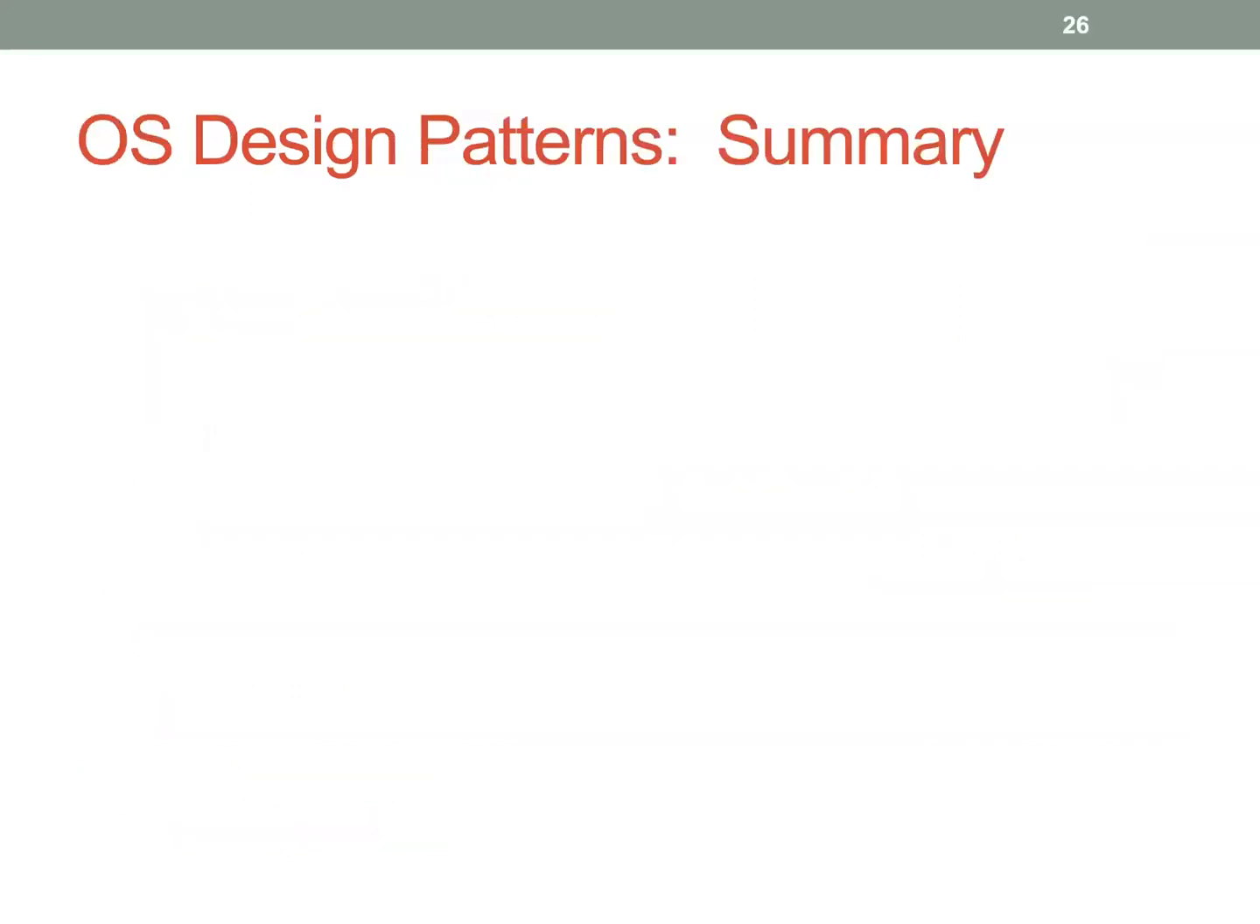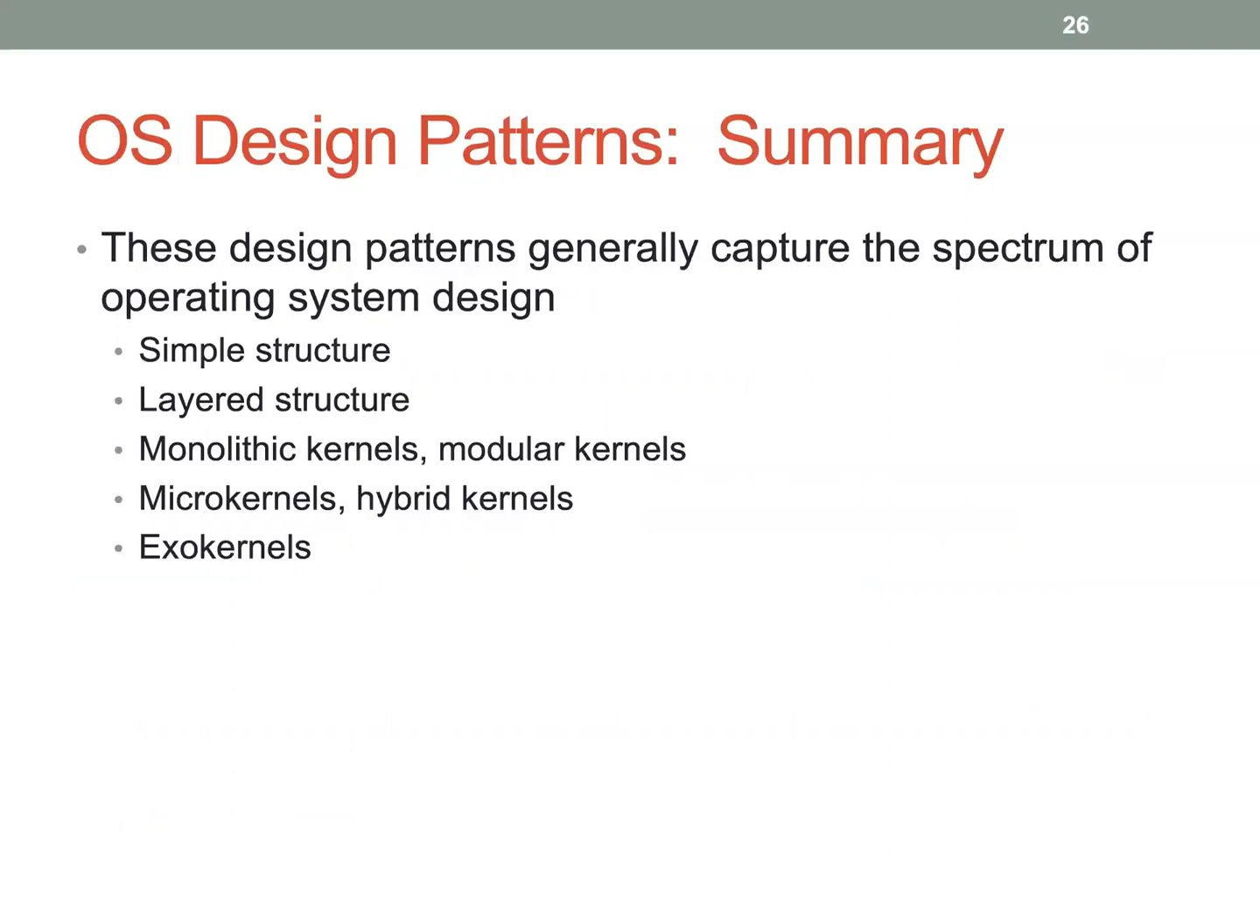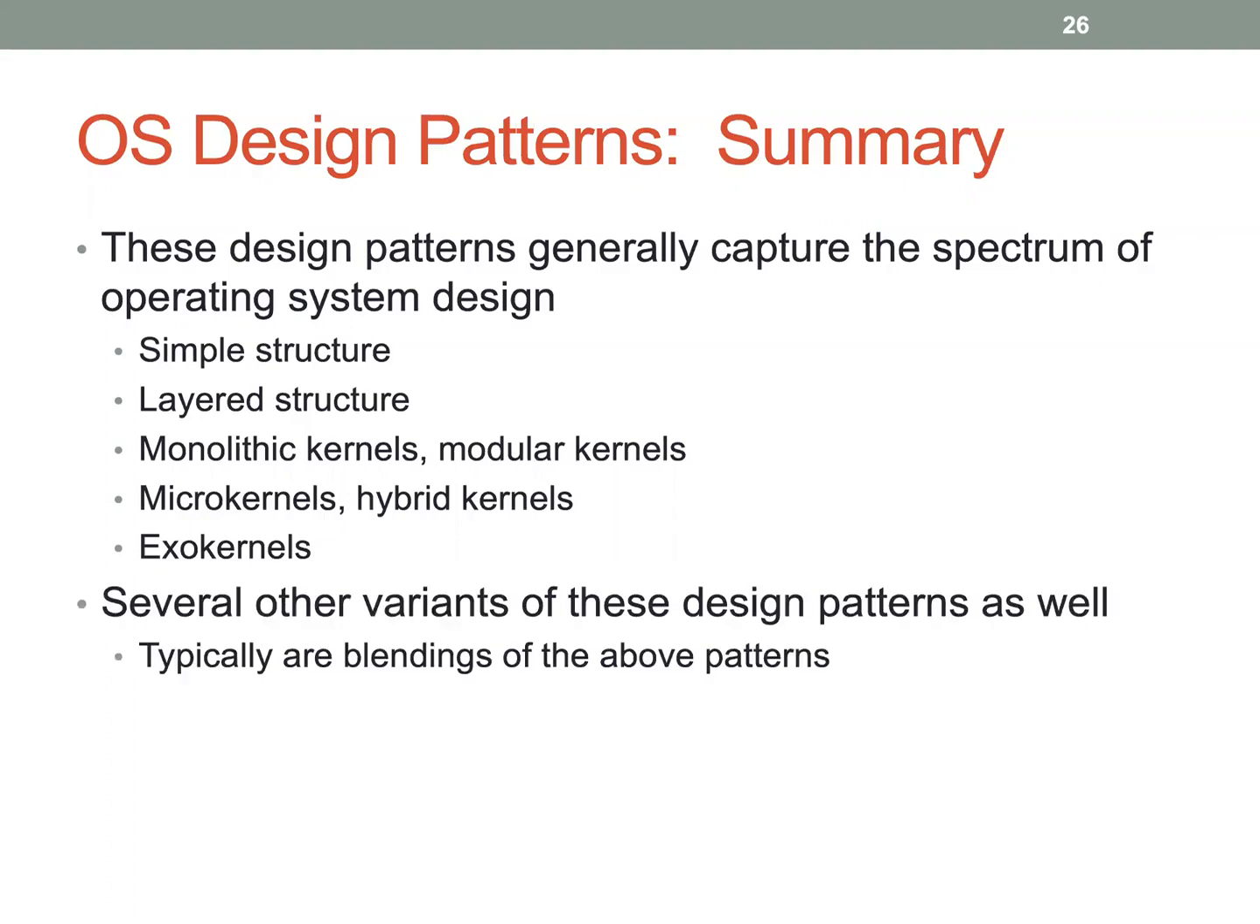Okay, so let's wrap this up because it's almost 2 and I should have let you go already. These are the design patterns that we talked about. You will hear about a few other ones like nanokernels and other little terminology that people have come up with. But I really feel like this set of kernel architectures captures the spectrum of operating system architectures that you will see. Everything else is just kind of variants or linear combinations, if you will, of these approaches.